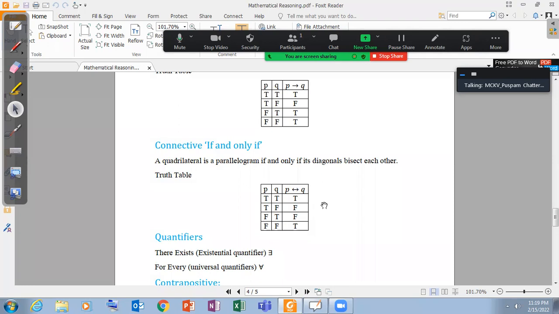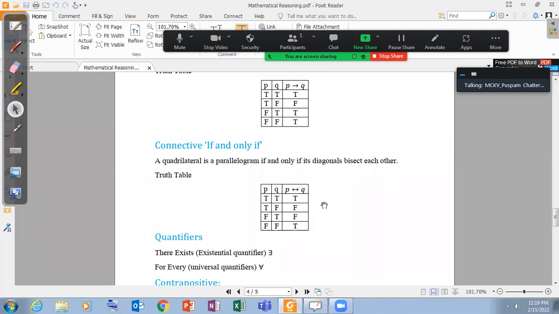There are two quantifiers in here. One quantifier is called there exists, and the symbol is mentioned here, an opposite of an E. So the quantifier there exists a natural number. Whenever we say that in mathematics, there exists a natural number x belonging to N such that 3x plus 5 is equal to, let us say, 17. Okay, so like that.